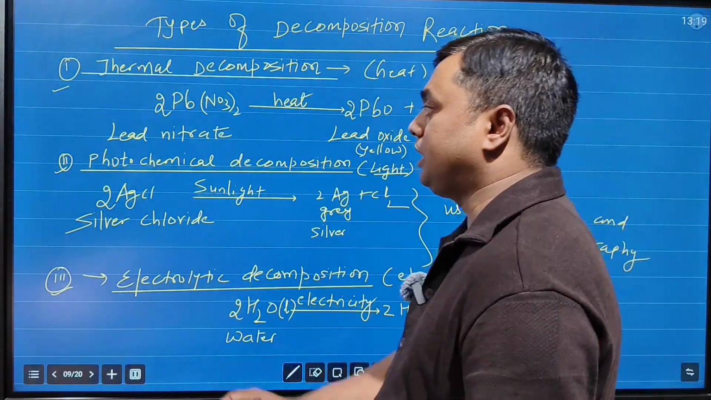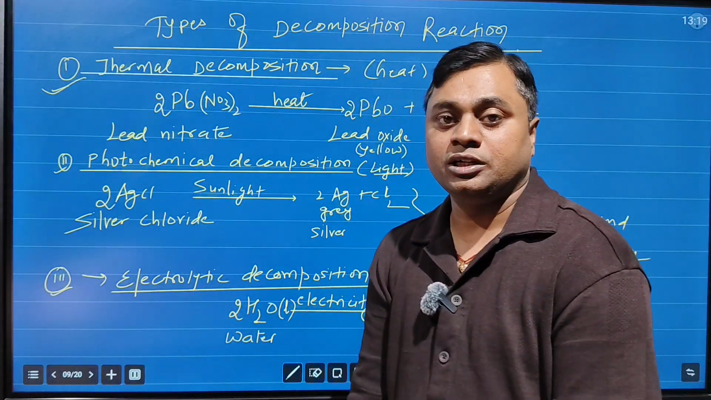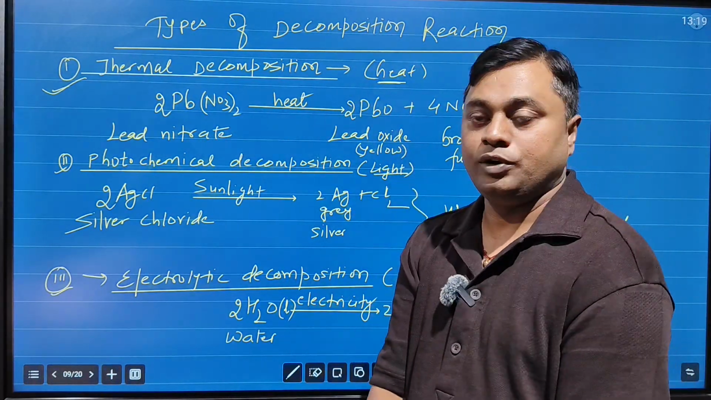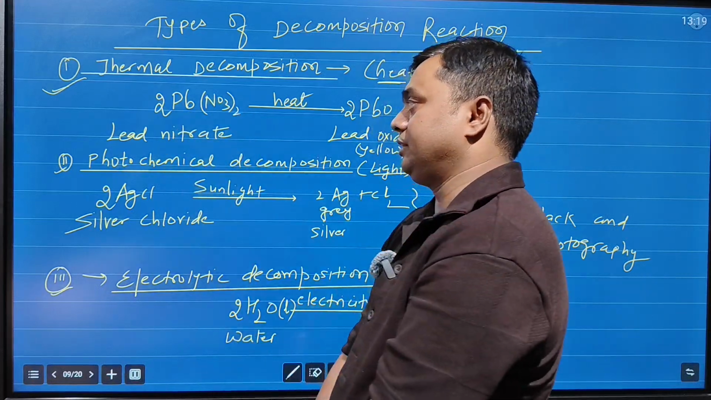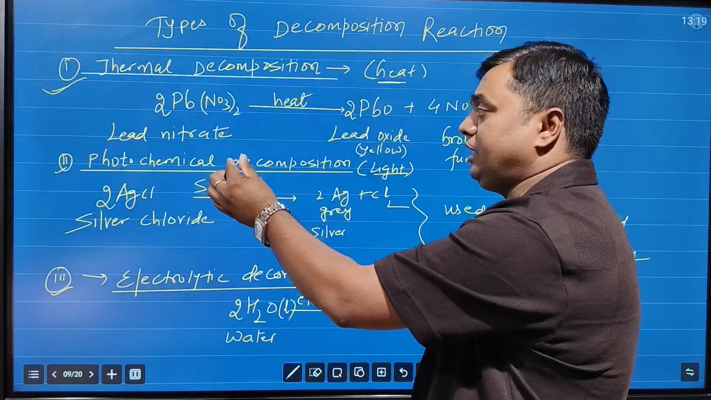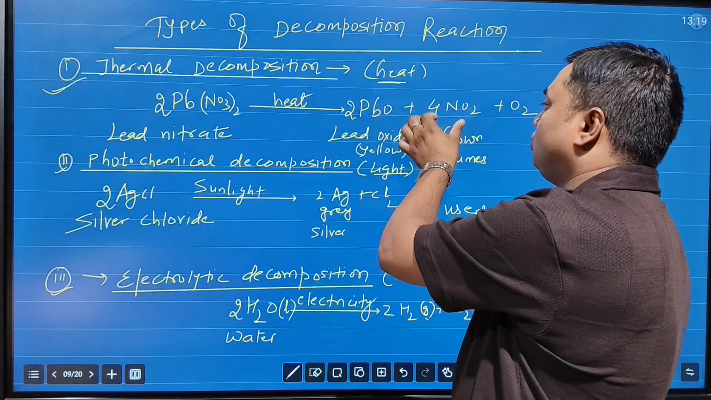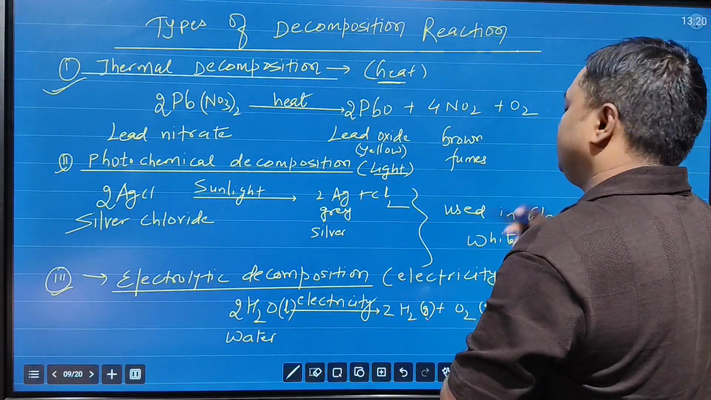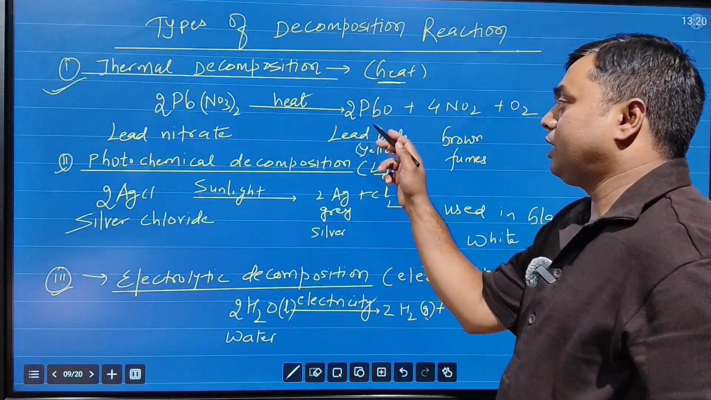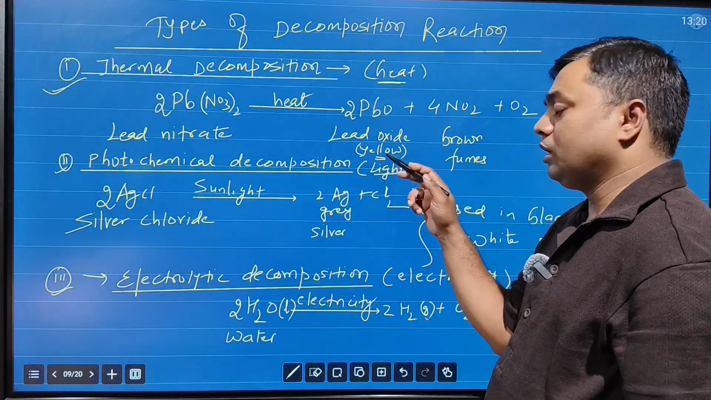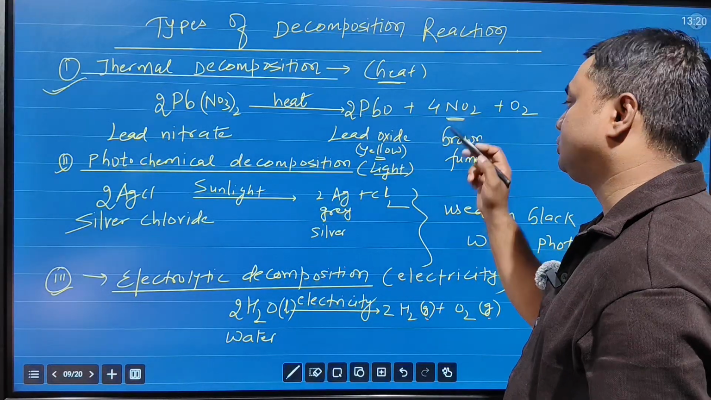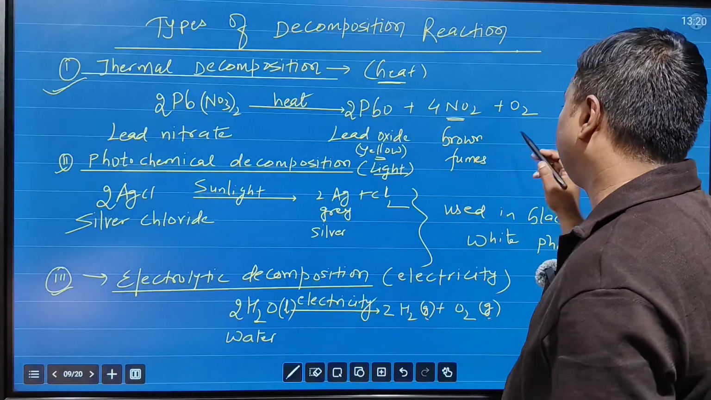Now types of decomposition, as I told you: thermal decomposition, the type of decomposition which takes place with the help of heat. For example, decomposition of lead nitrate. Whenever lead nitrate, 2Pb(NO3)2, is heated strongly, it will give you what? 2PbO plus 4NO2 plus O2. This is a very important reaction. Lead oxide, a yellow color residue, you will get. Along with that, brown fumes of nitrogen dioxide you will get, along with oxygen.